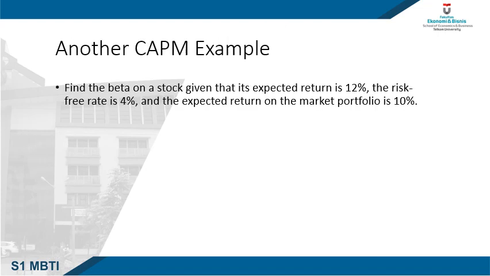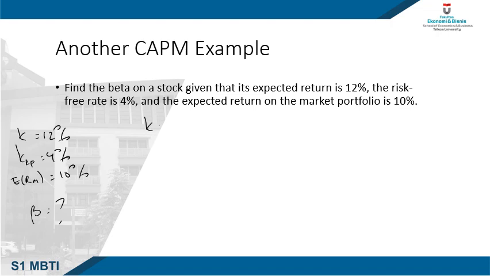Okay? So this is another CAPM example. Find the beta on a stock given that its expected return is 12%, the risk-free rate is 4%, and the expected return on the market portfolio is 10%. The return of the stock here is 12%, the risk-free rate is 4%, and the expected return of the market is 10%. So what is beta?